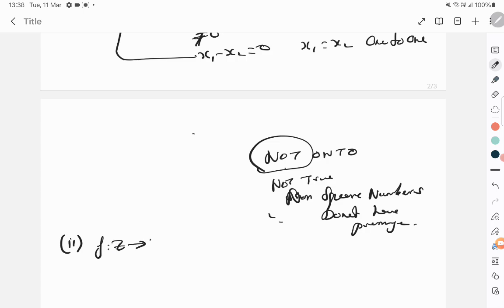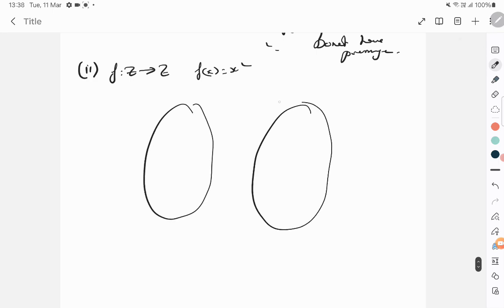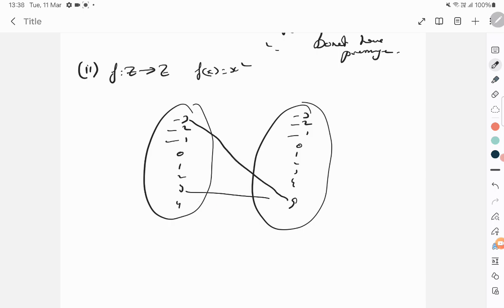Integer to integer, and it's the same f of x is equal to x square. The moment it is integer to integer, you know integer means even negative numbers will come: -3, -2, -1, 0, 1, 2, 3, 4, etc. Here also -3, -2, -1, 0, 1, 2, 3, 4, etc. -3 is also related to 9, 3 is also related to 9 when you square it. -2 is also related to 4. 2 is also related to 4. The moment you see this, it is definitely many to 1.